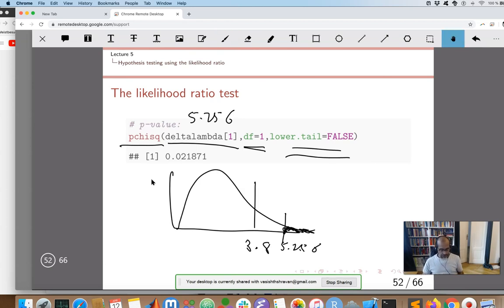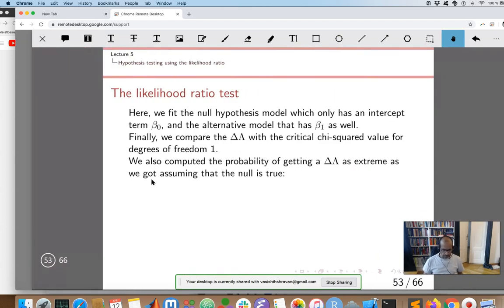Okay, and so this is my p-value. This is my p-value from the likelihood ratio test. Okay, so given a type 1 error of 0.05, I'm happy to reject the null here.